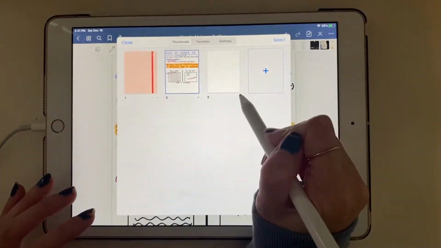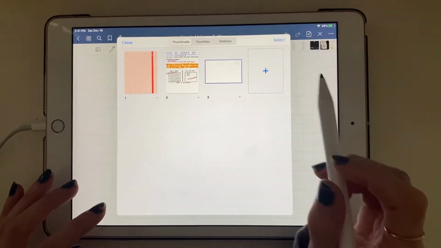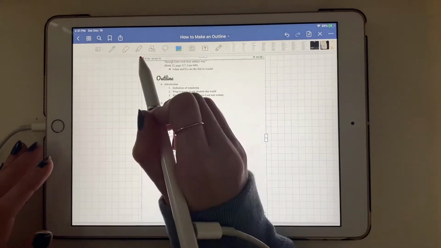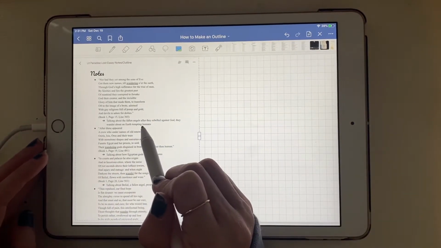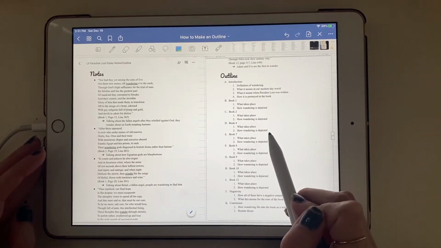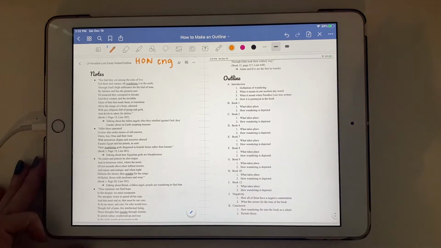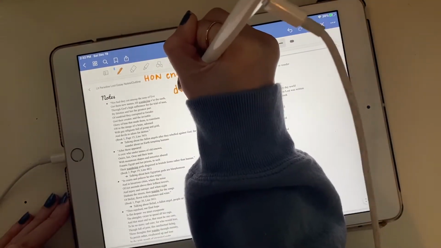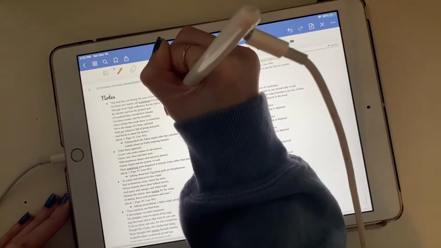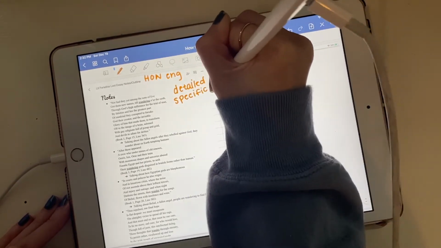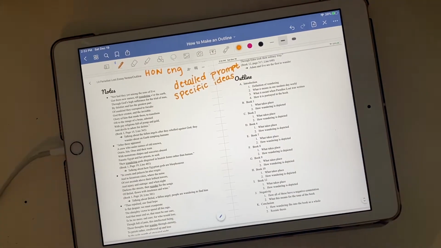I dug up some of my old papers as examples to show you guys. This first outline that I wrote is for a paper for my honors English class my freshman year. The professor had a very detailed prompt and the paper required a lot of very specific ideas. For this paper, I did a pretty basic outline, but had a long note section of things I wanted to include.